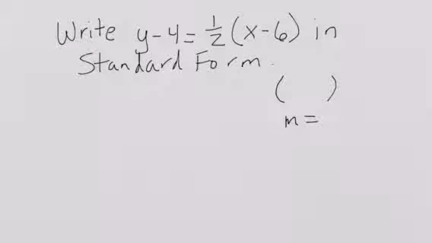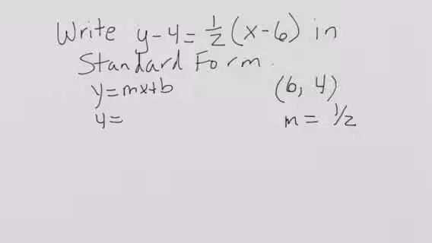Now we're going to take a point-slope form equation and write it into standard form. The easiest way to do this is to get our ordered pair. So our y is going to be 4, and our x is going to be 6, and our slope is going to be 1/2. So we're going to do y is equal to mx plus b, and we need to find b. So we're going to go ahead and put 4 is equal to 1/2 times 6 plus b.